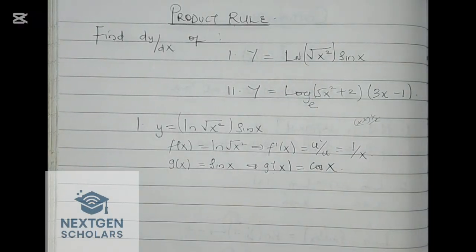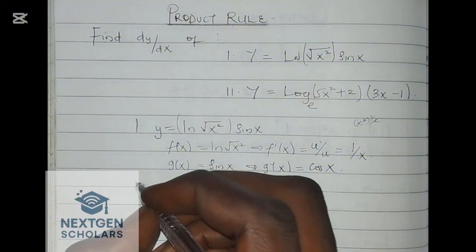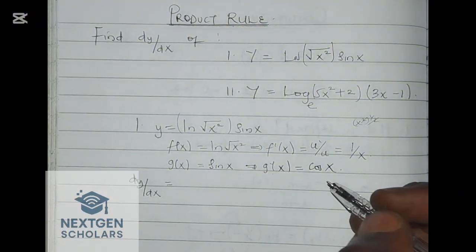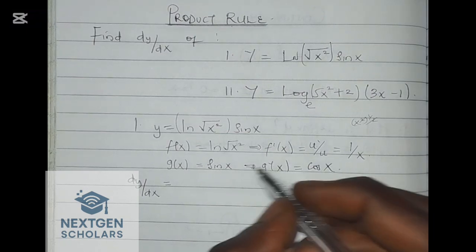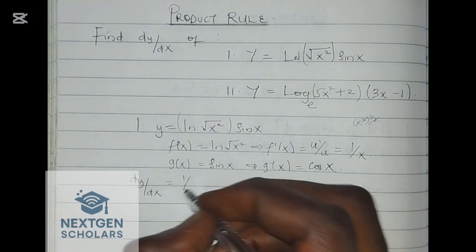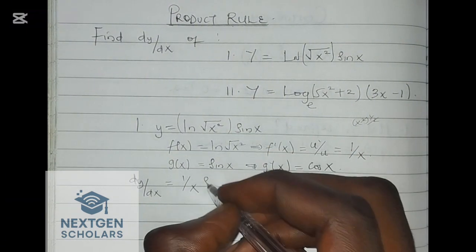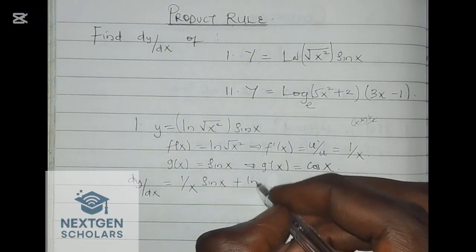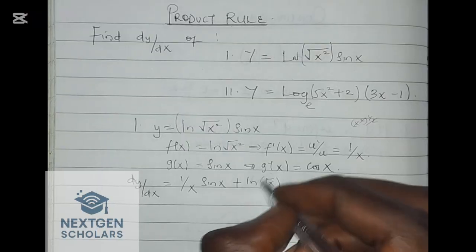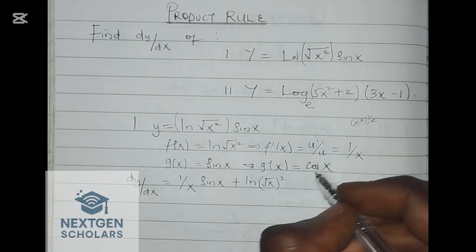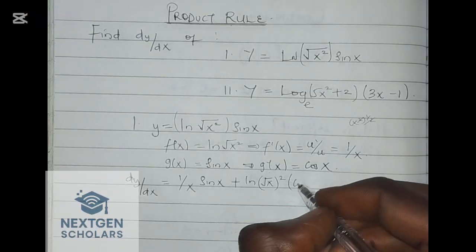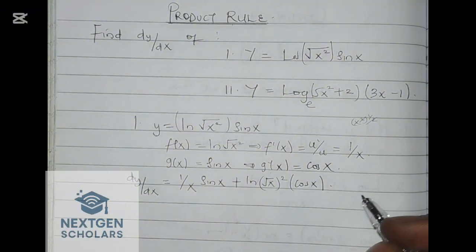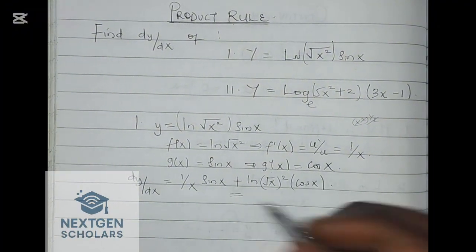So let's compile our product rule. We have dy/dx will be, the rule says to differentiate the first function, which is our f of x, that is 1 over x, and keep the second function. Add it to keeping the first function, ln root of x squared, multiplied by the second function's derivative, which is cosine of x. That is what the formula says, and this is the answer for the first question.